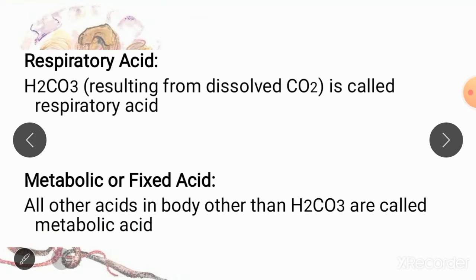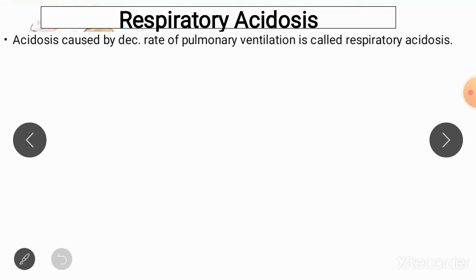So only carbonic acid is an acid which is volatile, and it is because of retention of carbon dioxide or respiratory failure. That is why it is known as respiratory acid. And all other acids such as lactic acid and other acids in your body are metabolic acids, and the acidosis because of those acids is not respiratory in nature. So respiratory acidosis is caused by decreased rate of pulmonary ventilation, and this condition is known as respiratory acidosis.